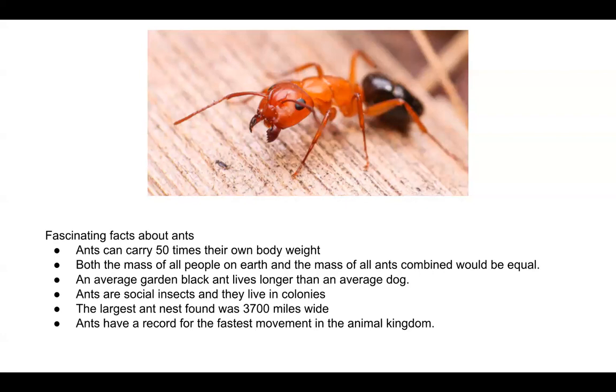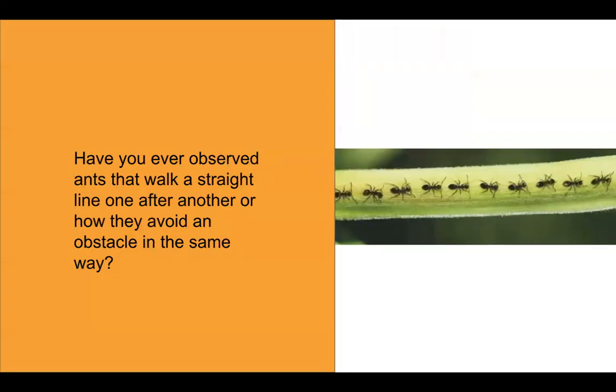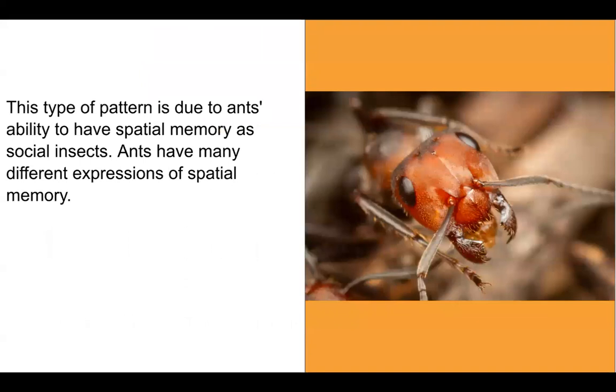Ants are an excellent example of spatial learning and spatial memorizing. Have you ever observed ants walking in a straight line, one after another, or how they all avoid an obstacle in the same way? This type of pattern is due to ants' ability to have spatial memory as social insects. Ants have many different expressions of spatial memory.